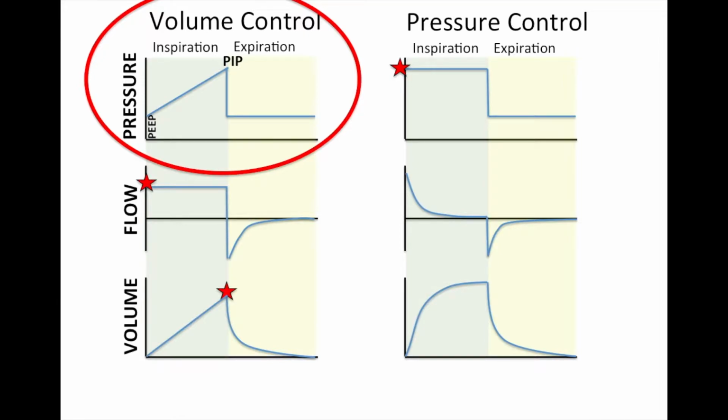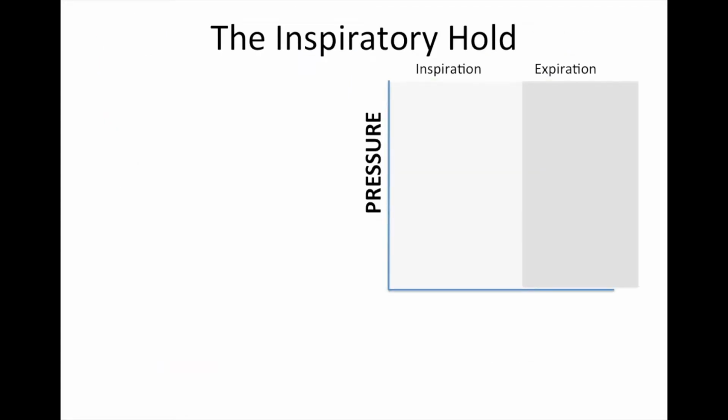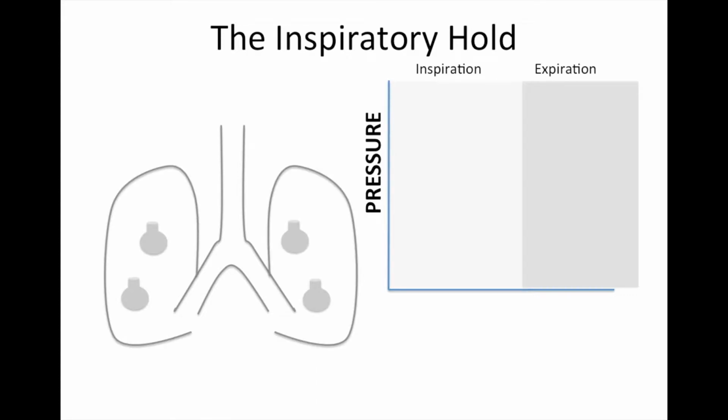I want to now zoom into the pressure curve of volume control SIMV to talk about a special maneuver. The inspiratory hold maneuver can help us locate where the disease is, in the airways, represented by the trachea and bronchi, or in the parenchyma, depicted by the alveoli. Let's see what happens to pressure in the airway during a breath. We start with baseline PEEP.